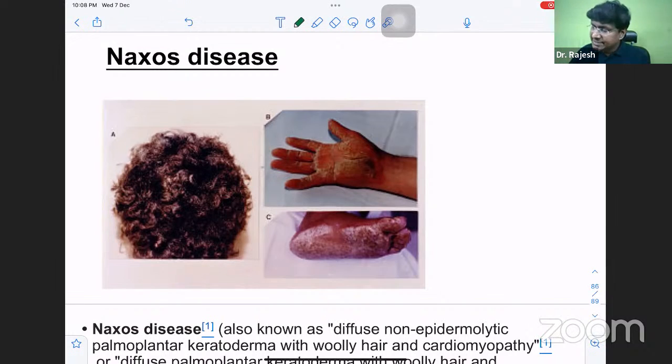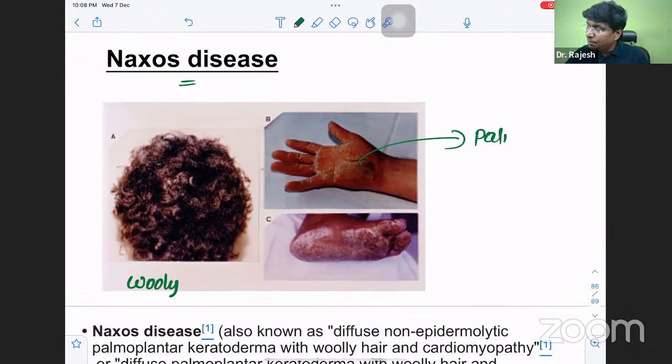That is called Naxos disease, where the individual will have woolly hair as well as abnormality within the skin. That is nothing but palmoplantar keratoderma. These are the two important features of your Naxos disease: woolly hair and palmoplantar keratoderma. Okay. And this Naxos disease is the one which is associated with ARVD.